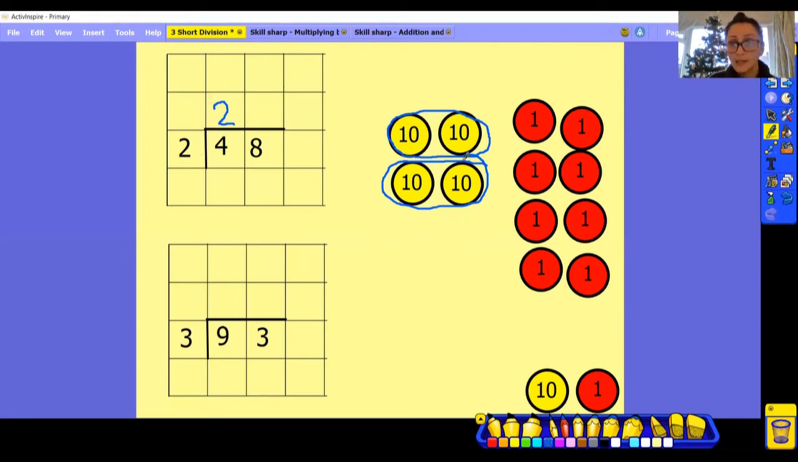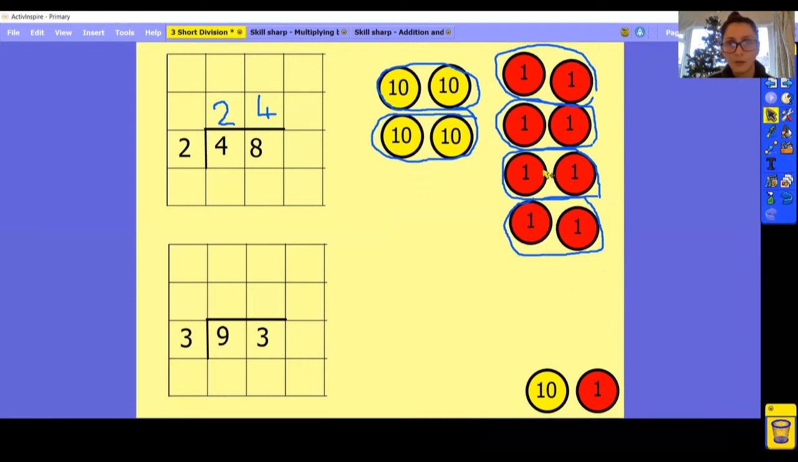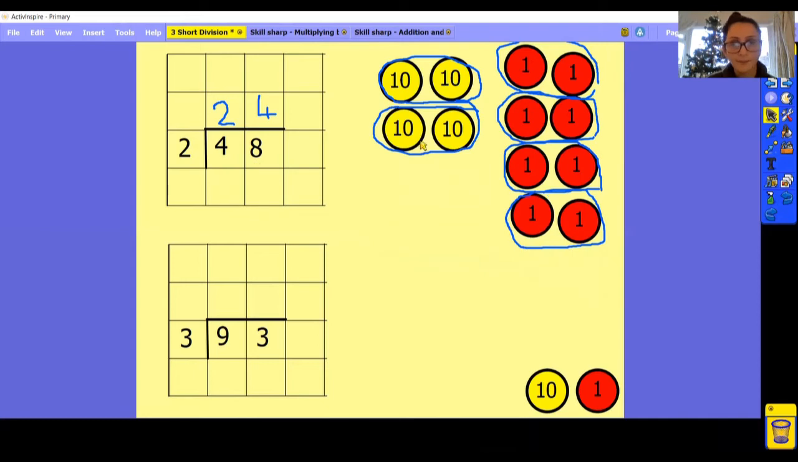Brilliant. We have no more tens, so we're going to go into our ones column. And again, we're going to see how many equal groups of 2 we can have. So I've got 1, 2 here. I can make another group of 2 here, another group of 2 here, and another group of 2 here. So how many do I have? I've got 1, 2, 3, 4. And if you know your times tables really well, if you know 8 divided by 2, you would know that would equal 4. So 48 divided by 2 equals 24.